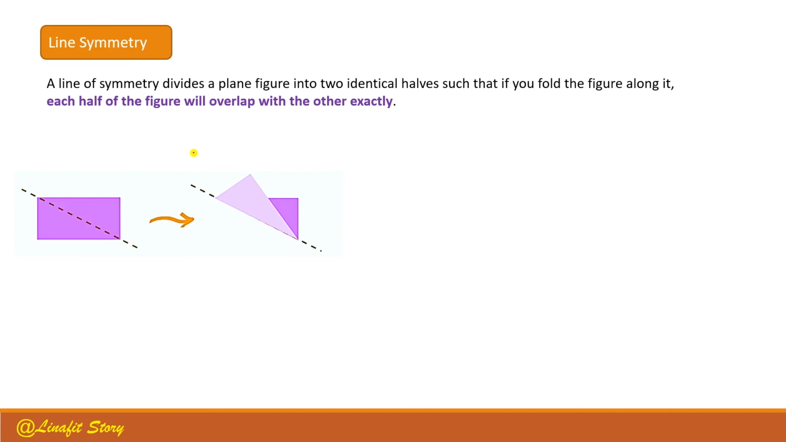Here, I have folded a rectangle one way, and it didn't work. So this is not a line of symmetry. But when I do it this way, it does work. It means the folded part fits perfectly on top. That means all edges match. So this is a line of symmetry.